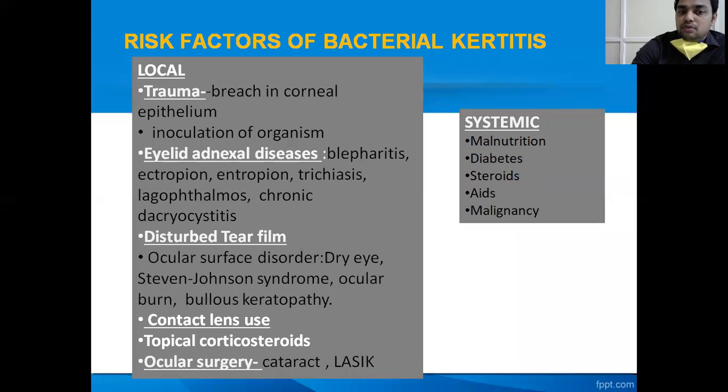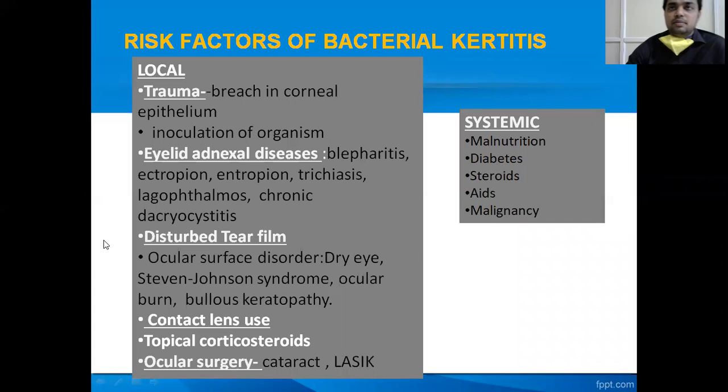And lagophthalmos. What is lagophthalmos? It is nothing but incomplete closure of the eyelid. And chronic dacryocystitis. If there is any inflammation or infection of the lacrimal apparatus, the secretions from this lacrimal apparatus may act as a source of infection and may eventually cause corneal ulcers. So if there are any eyelid or adnexal diseases, they act as a risk factor for corneal ulcers.